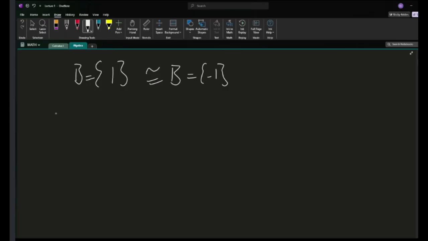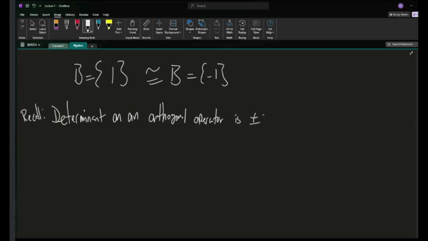So we recall that a determinant on an orthogonal operator is plus or minus 1, denoted as orientation preserving, and minus if it's orientation reversing.